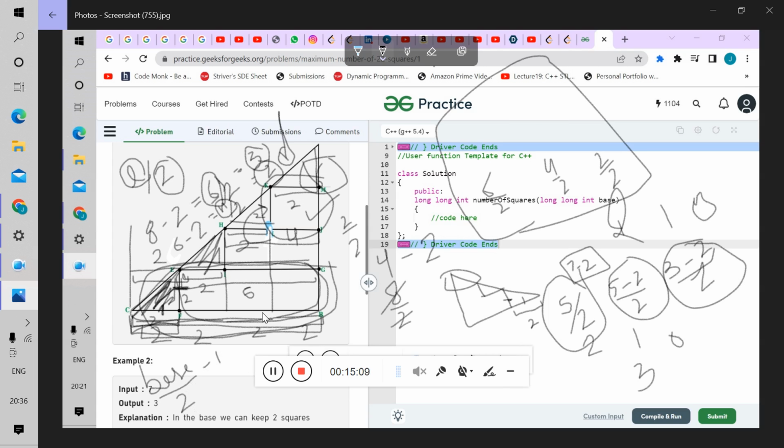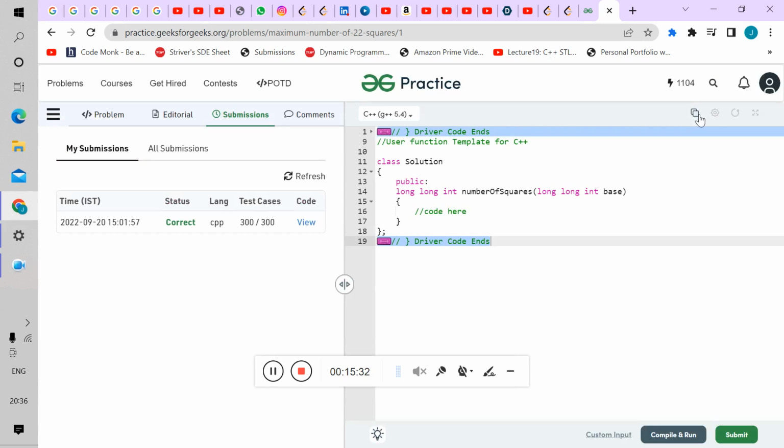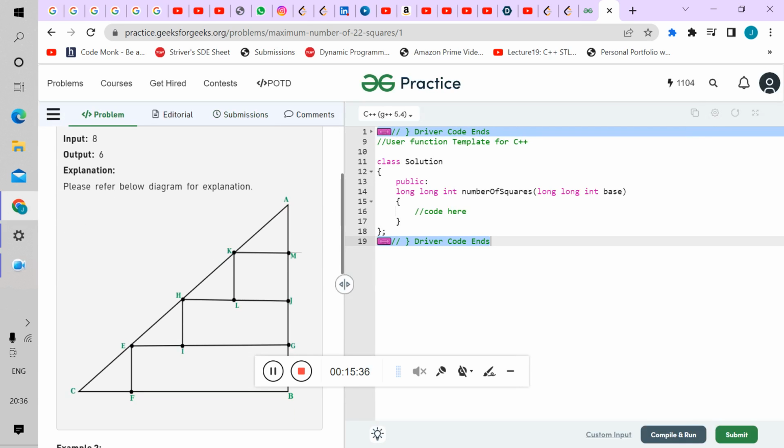Once I have calculated the number of squares in the deepest level, I know that there is an AP when I move forward in the upward direction. So I will just use n into (n plus 1) by 2, the sum of the AP, which we have already covered in previous classes. After that, you can return the answer you have gotten. So basically this is a pretty simple code. This is basically a mathematical question. I hope you understand the question.